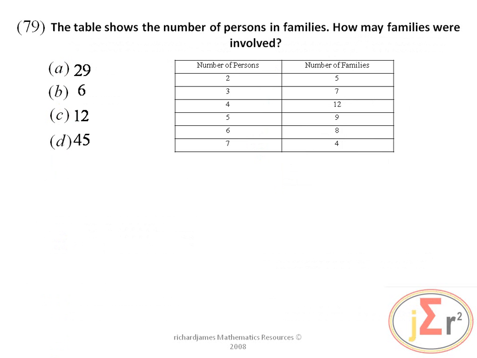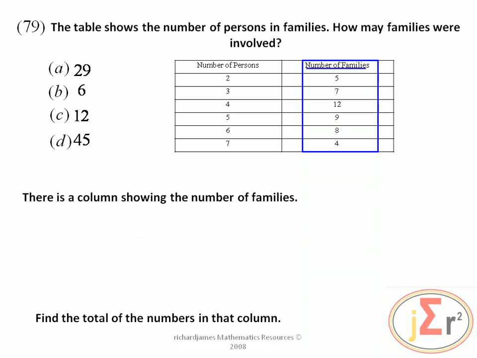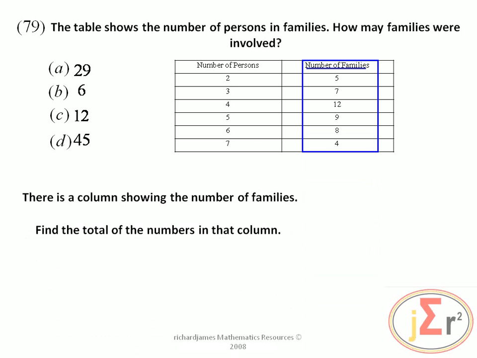The table shows the number of persons in families. How many families were involved? That's easy. There is a column showing the number of families. Find the total of the numbers in that column. The total is 45, and this is represented by option D.